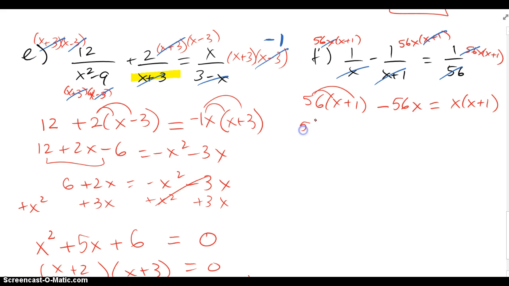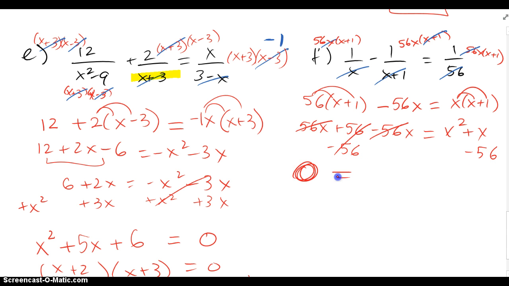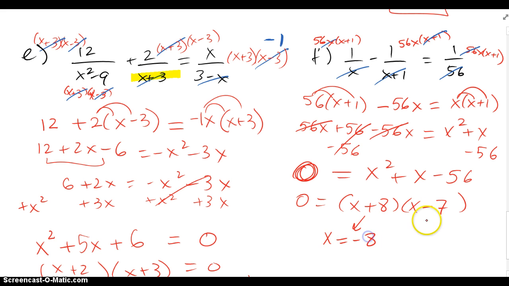Let's distribute and clean things up. 56x plus 56 minus 56x equals, distribute x squared plus x. On the left it looks like these guys go away, and I'm going to subtract the 56 from both sides. That's going to give me the 0 I need equals x squared plus x minus 56. This guy is factorable, that's good news. x and x, it looks like plus 8 minus 7 work. So it pops out two solutions, -8 and positive 7.